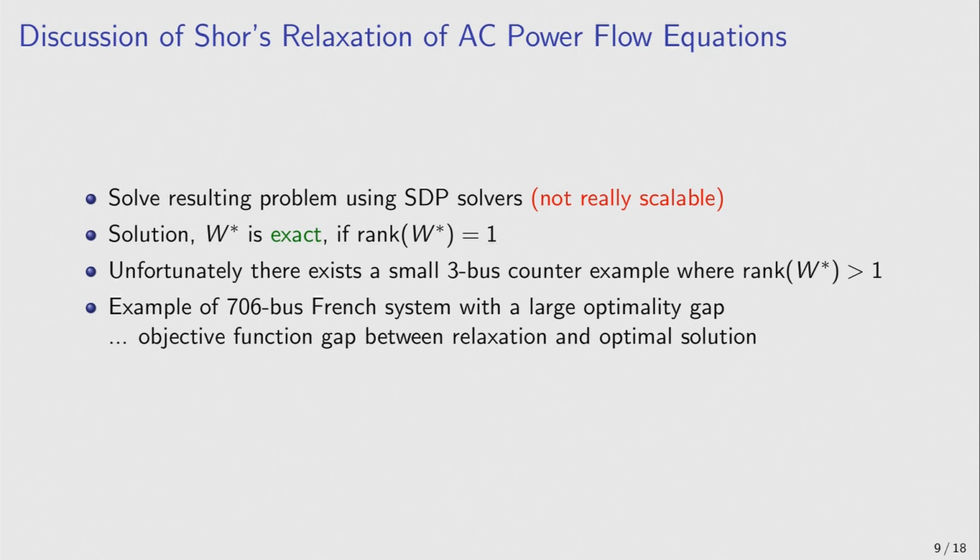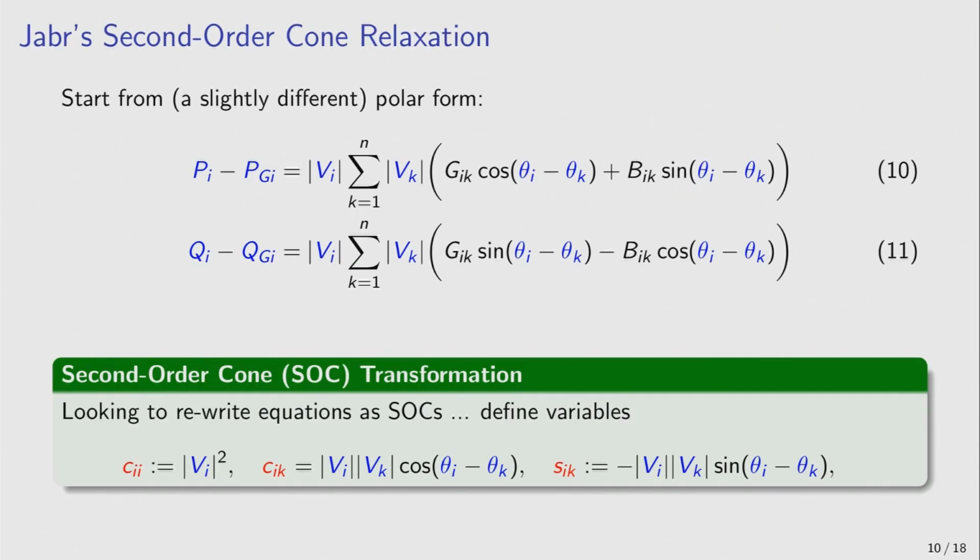So based on this, there's another set of relaxations, and this is Jabr's second order cone relaxation. This is derived for a different system in polar form. I said there are at least three different ways of writing down the power flow equations.